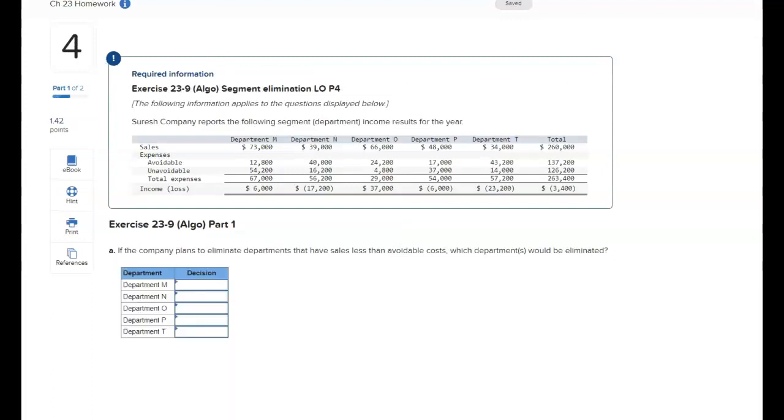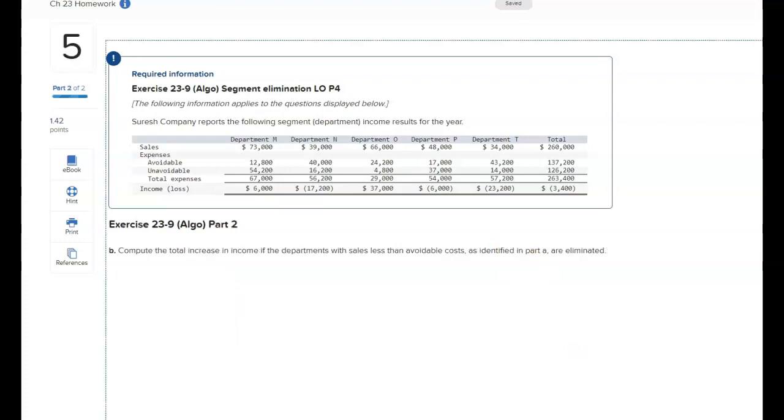Problem 4 is segment elimination. You'll see this on page 370 to 371. Actually, problem 4 and problem 5 are dealing with segment elimination. And so we should eliminate the segment when the avoidable costs are more than the sales. If the sales are more than the avoidable costs, then you should keep the segment, because the reason why it's operating at a loss is because of the allocated costs, the unavoidable costs. So this first problem, problem 4, is just asking you to identify those that should be eliminated because the avoidable costs are more than the sales.